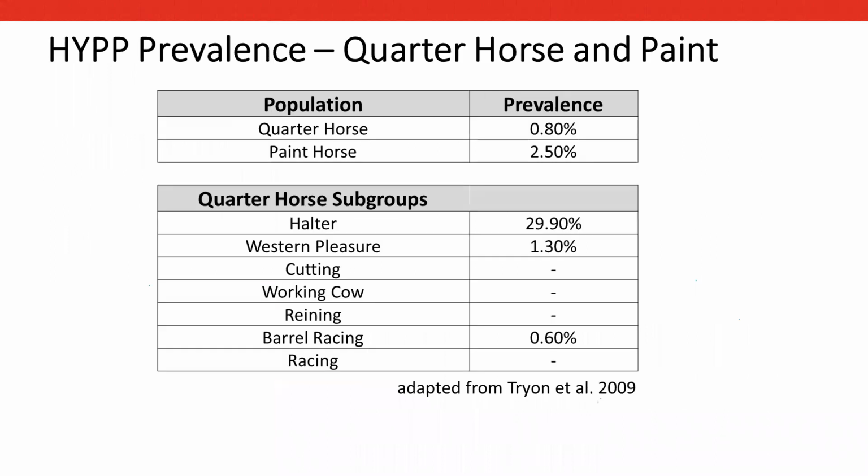So what is the prevalence of HYPP? If you consider the quarter horse and paint horse populations as a whole, it's not extremely prevalent. About 1% in quarter horses and less than 3% in paints. However, if you break up quarter horses into these popular performance groups, you'll see that almost a third of halter horses do have the HYPP mutation. So that's important to think about if you're considering breeding halter horses.